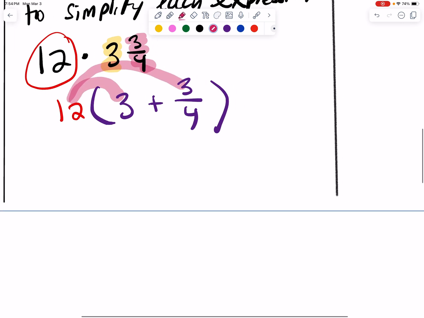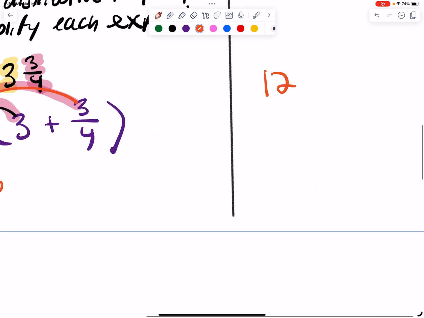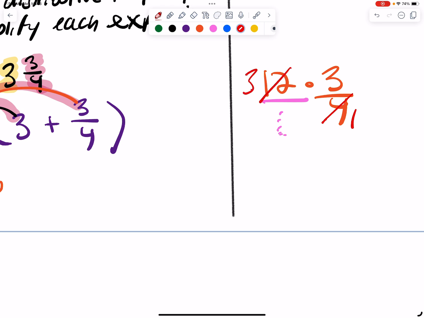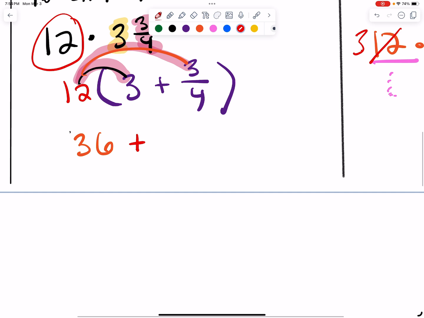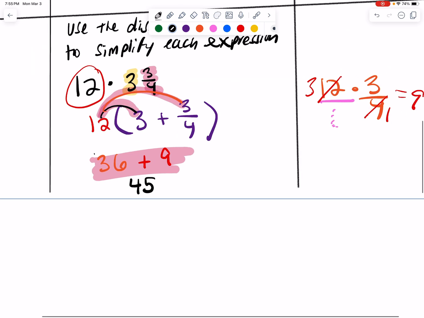Okay. So I can do 12 times 3, which is 36. And then 12 times 3/4. It looks like this. Okay. There's a ghost 1. And I can cross cancel here. And that's 3 times 3 is 9. So it would look like this. Which would give me 45. That's the way they want you to do it with distributive property.